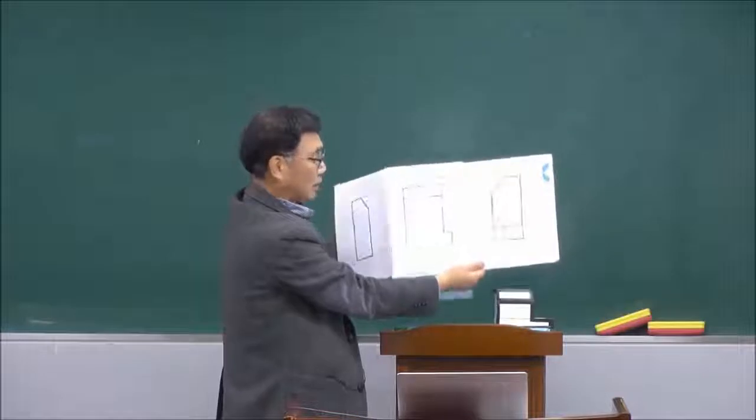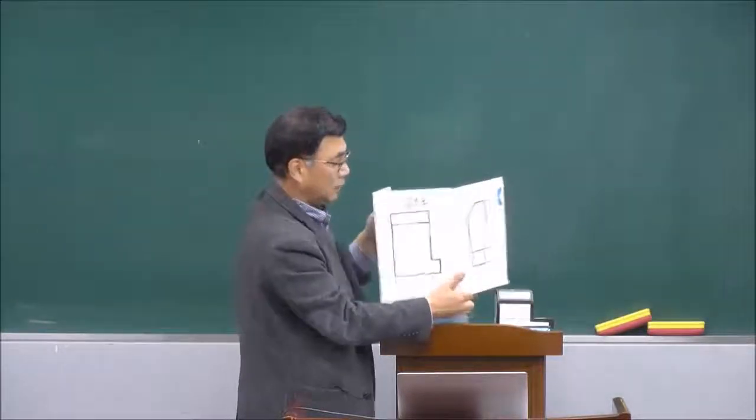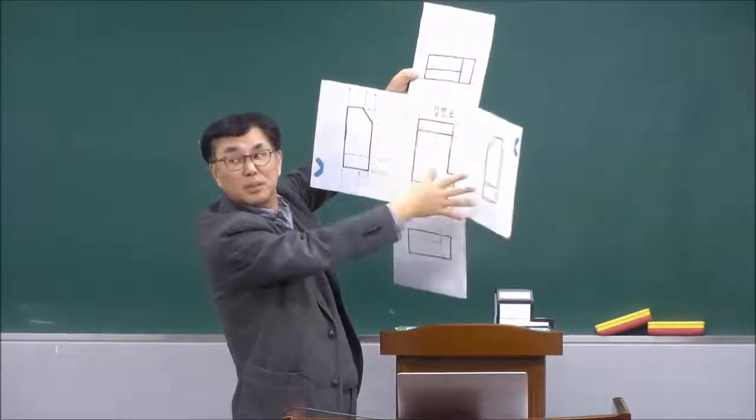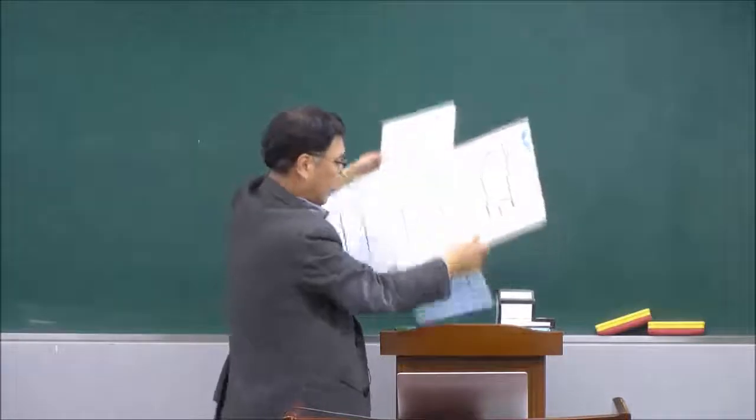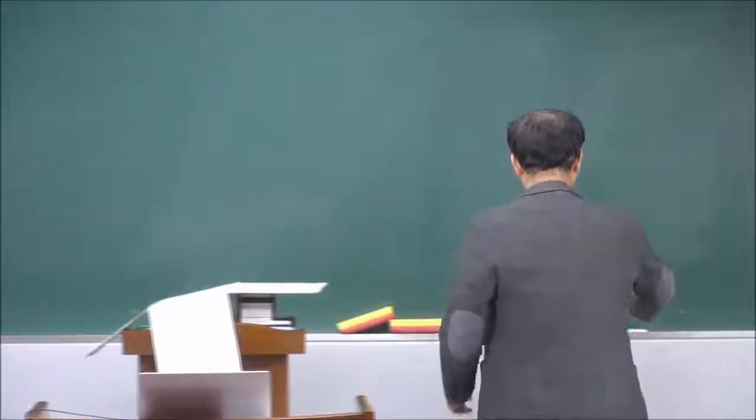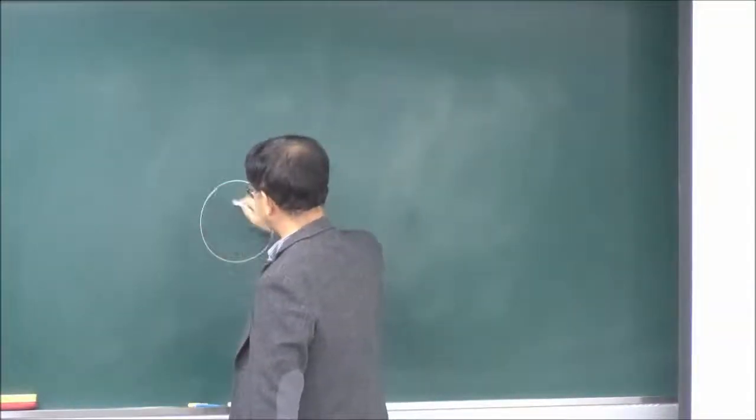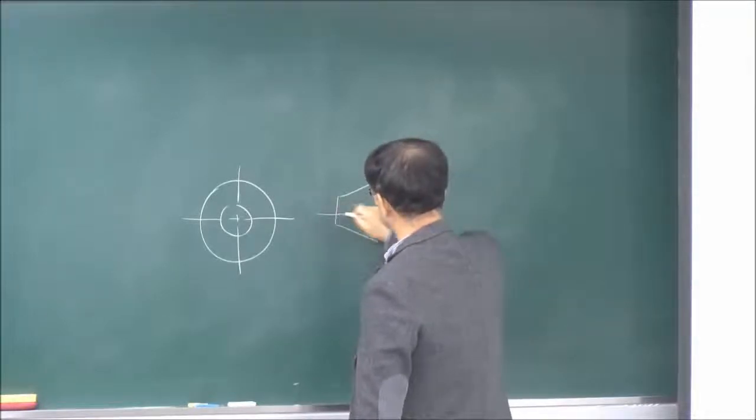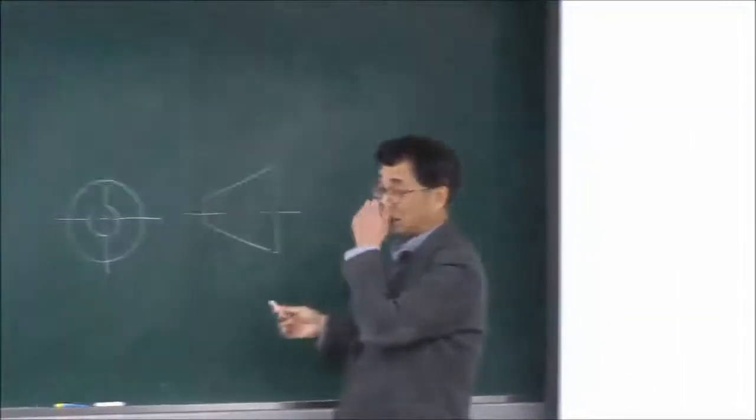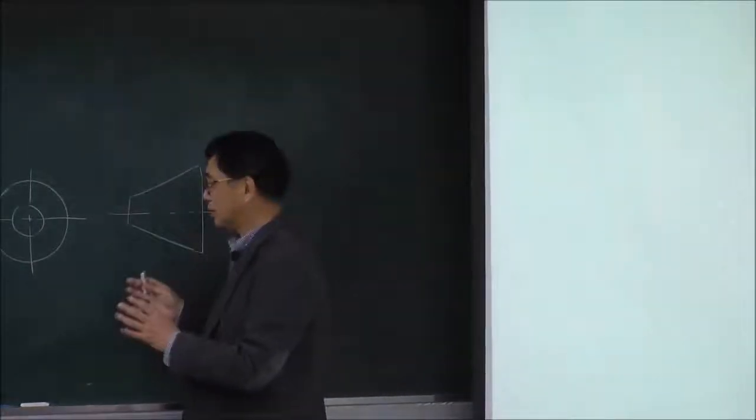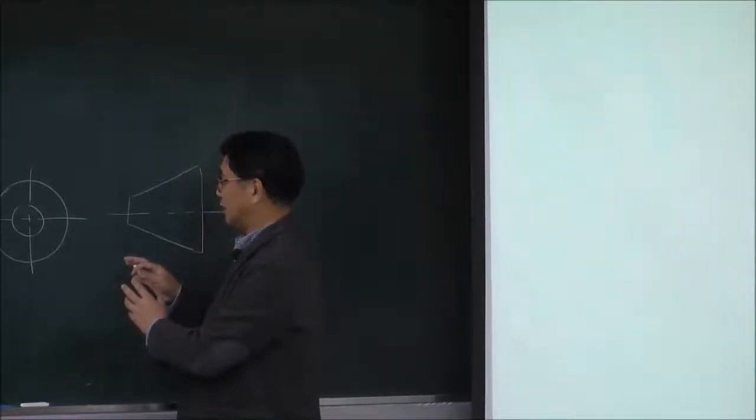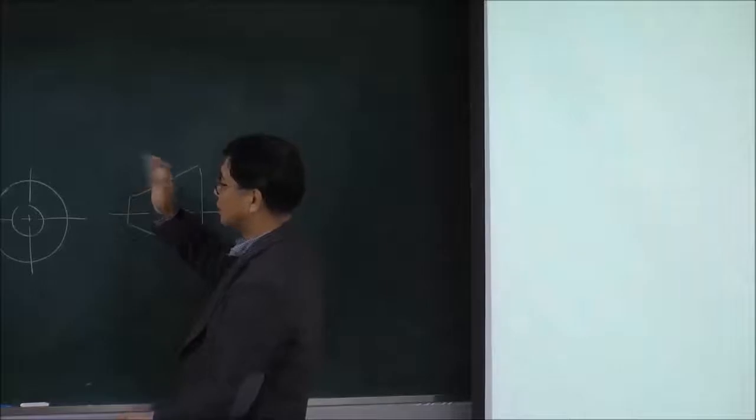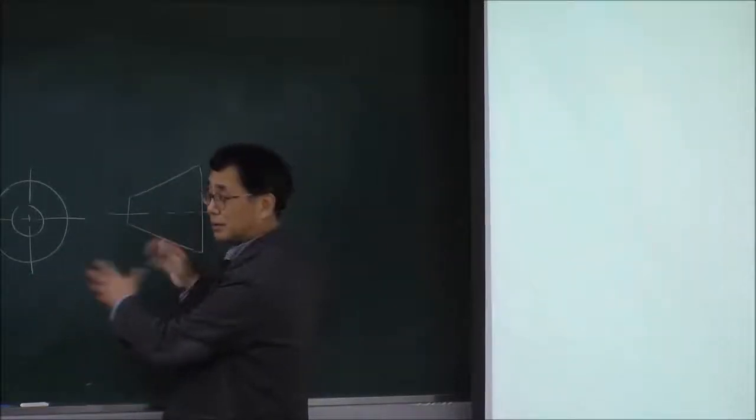Okay, then let's assume that you get some multi-view drawing with you, for example, some multi-view drawing like this. Now you try to find out which 3D object is represented by this multi-view drawing. You try to find out the 3D object which this multi-view drawing tries to represent. Now, that is the next step.